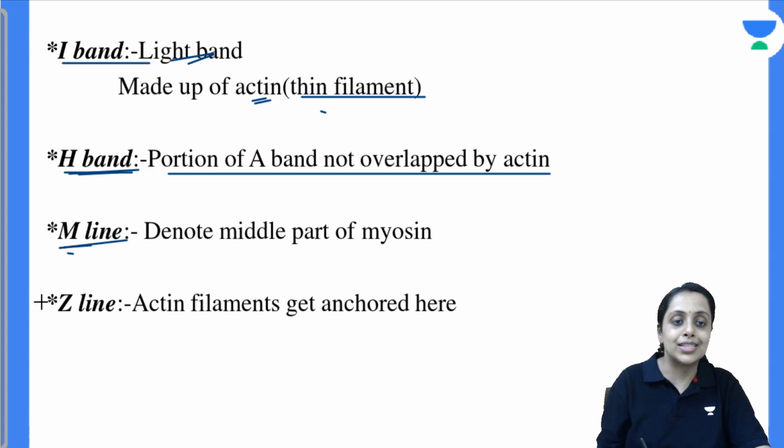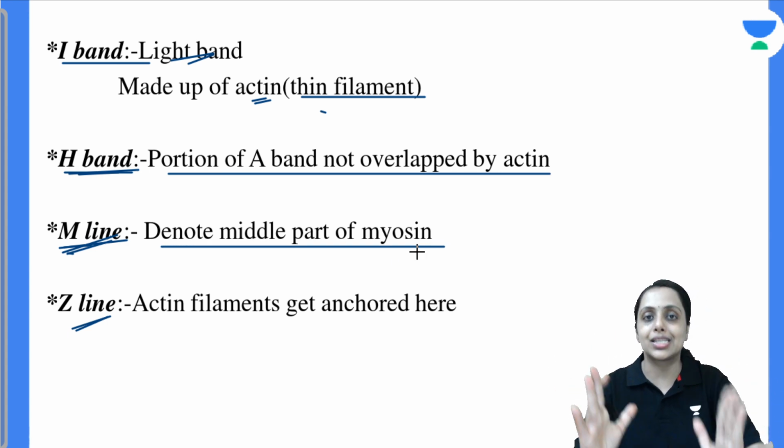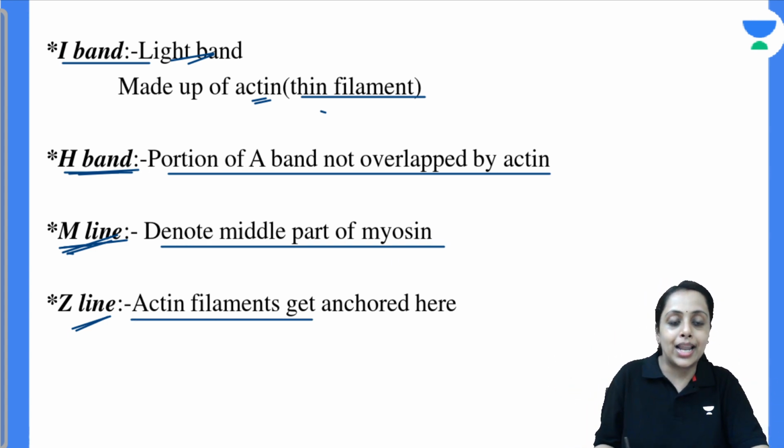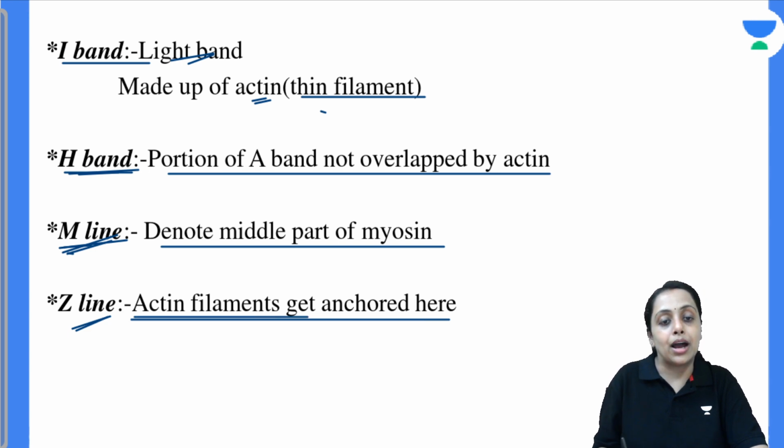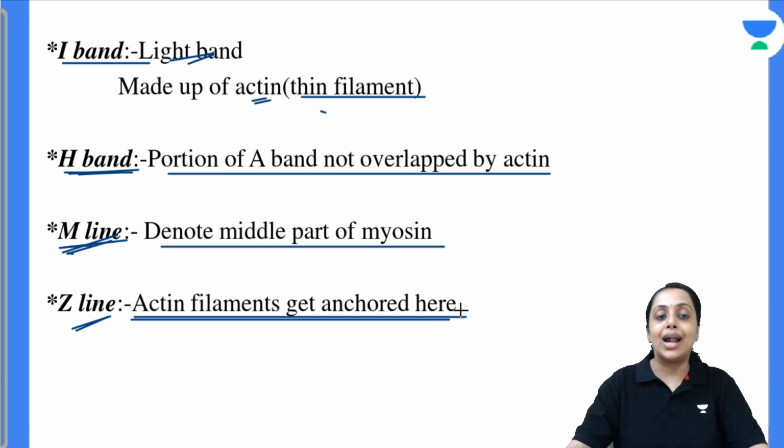Next, the two lines are there, Z line and M line. Our M line denotes the middle part of myosin or the middle part of our sarcomere. And Z line ki agar baat kare, to Z line se hamara actin filament anchored hota hai. So these are all about the bands and lines in our sarcomere.